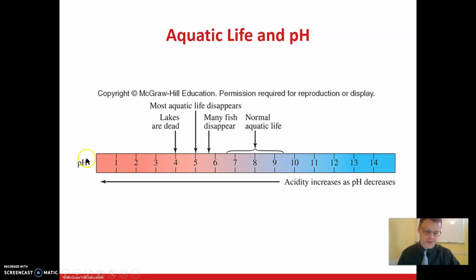Now, we're really fortunate in the Midwest, the Great Lakes region, in that we have a lot of calcium carbonate in some of our surface geology. And that helps to buffer the effect of the acidic rain. And so we don't have as much lake acidification as maybe a place like New York.